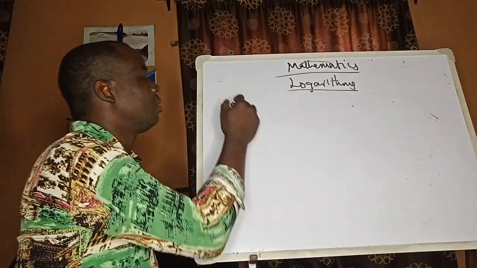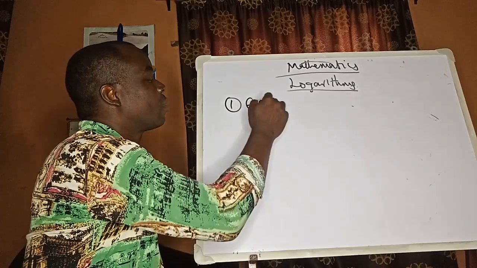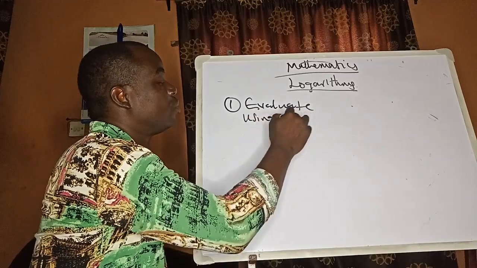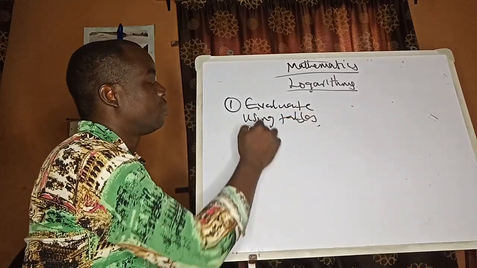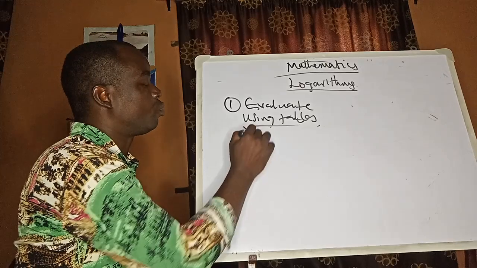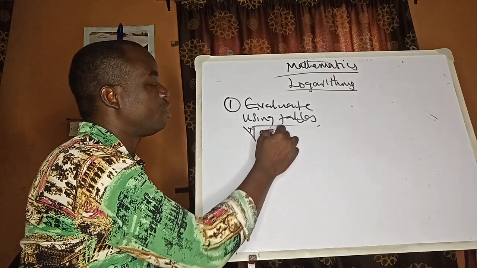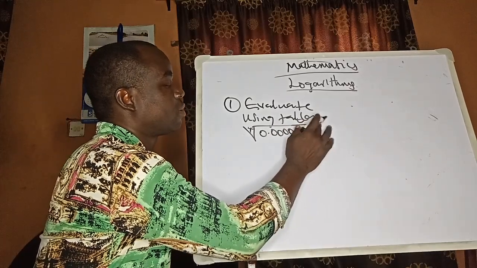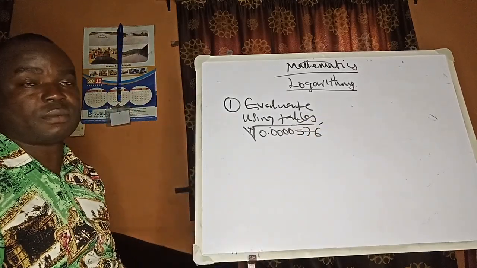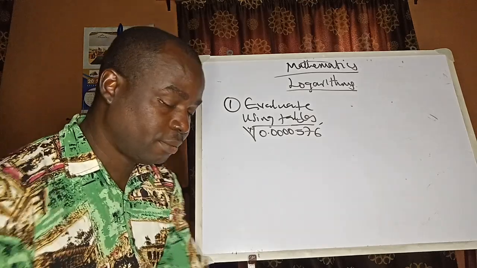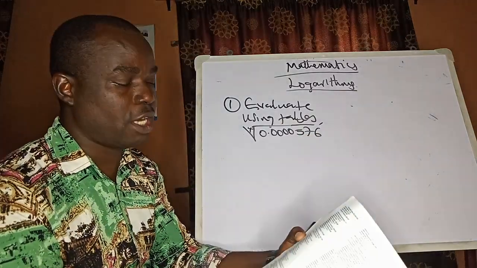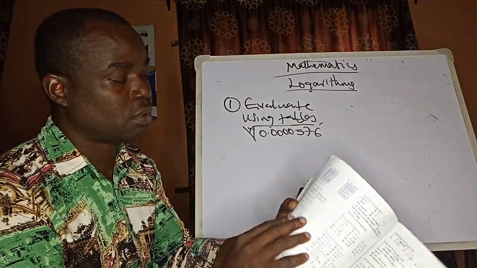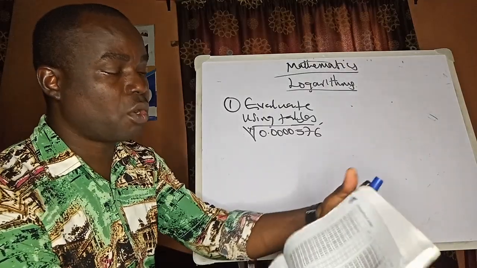Let us solve something like this. Let's say, evaluate using tables, the fourth root of 0.0000576. Let's solve this. So get your logarithm tables ready. I have my own here. So this is my logarithm table.